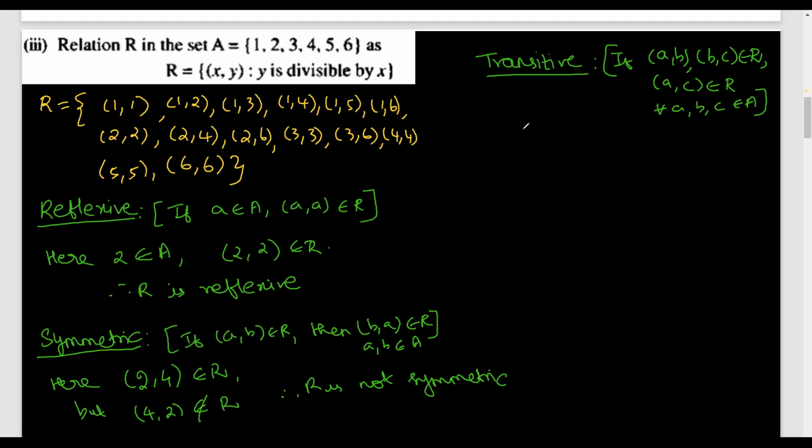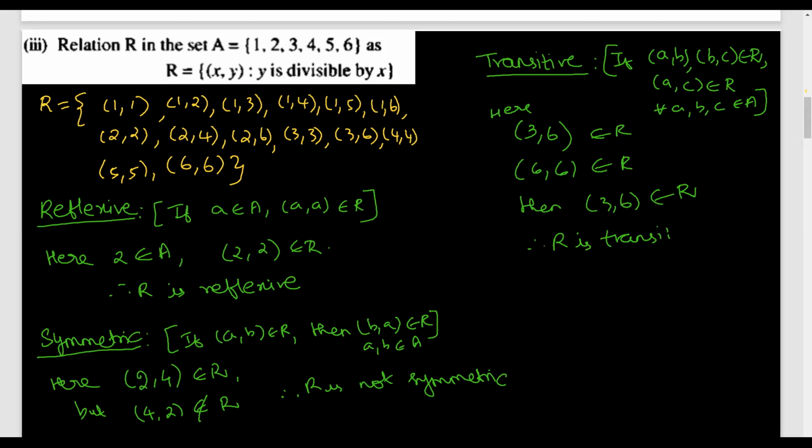We'll choose (3,6). So here (3,6) belongs to R, (6,6) belongs to R. Then the 6 is common, isn't it? When we choose (3,6), yes, that also belongs to R. So then (3,6) also belongs to this relation R. Therefore R is transitive. Finally, concluding, R is reflexive and transitive but not symmetric.